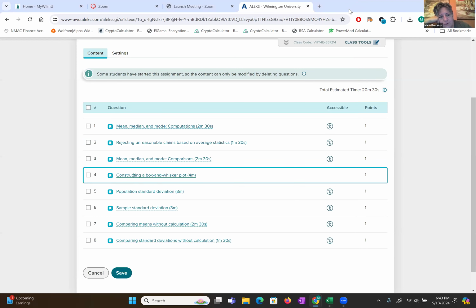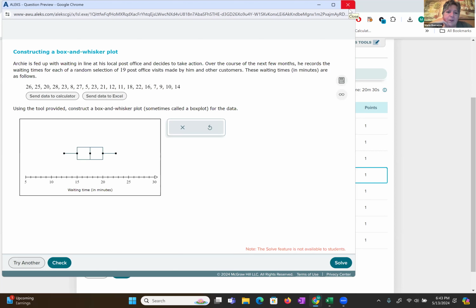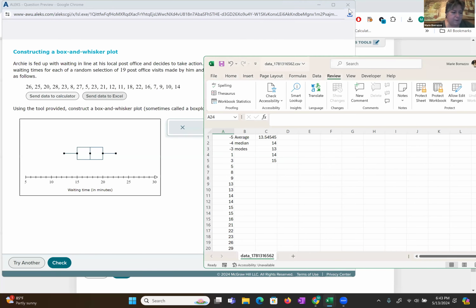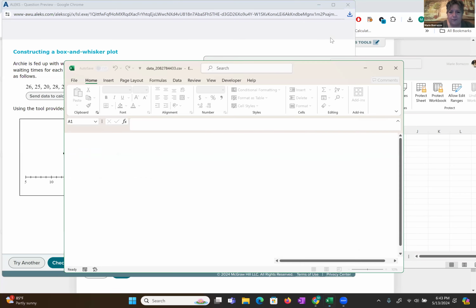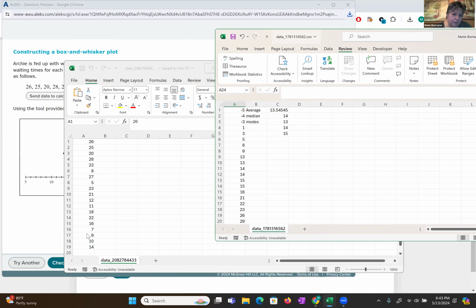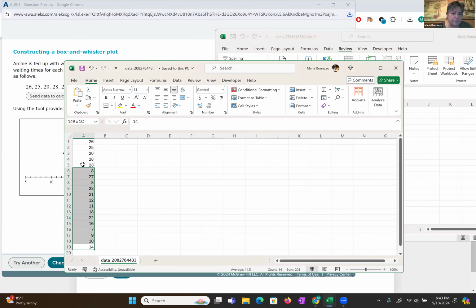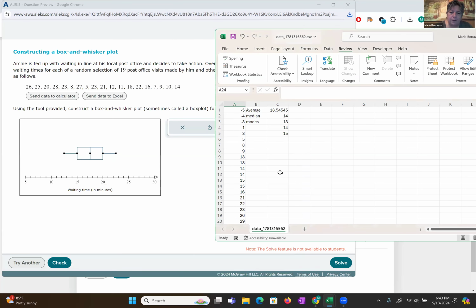So let me do constructing a box and whisker plot. So constructing a box and whisker plot, you can send it to Excel if you wish, but I strongly urge you to do it by hand because there's a little glitch in Excel that has a tendency to overcompensate. So FYI. So I am going to send it to Excel for a different reason. And the reason is right here. So this is the box and whisker question. Control copy, and let's delete this from here.